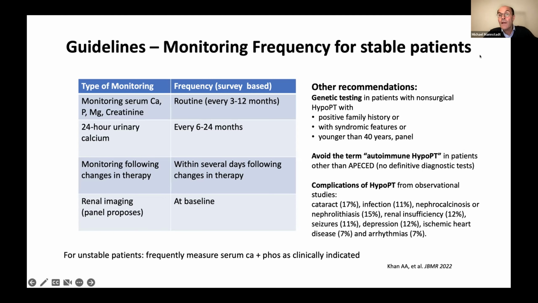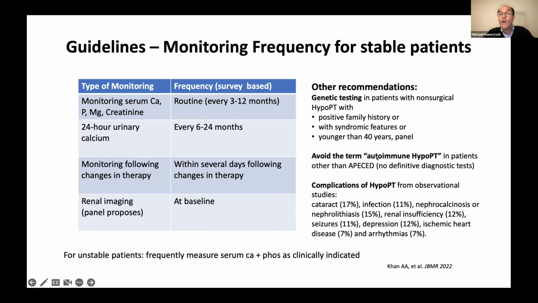These guidelines, by the way, are a treasure trove of stuff. And I'll just mention, and I apologize, it's a little small and you might not see it on your screen, but genetic testing is recommended in non-surgical patients who have a family history of non-surgical hypopara, who have syndromic features, meaning features that rare genetic diseases that go along with hypoparathyroidism have in addition, and who are youngish. So here we say younger than 40 years. That's what the panel says.